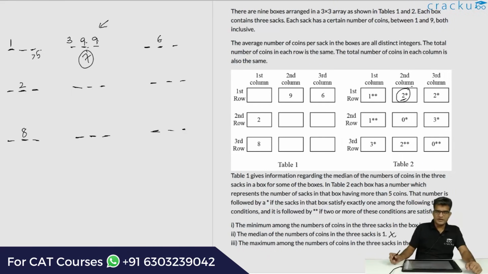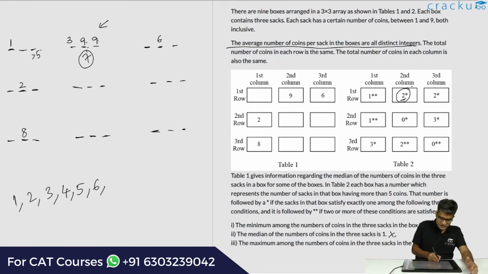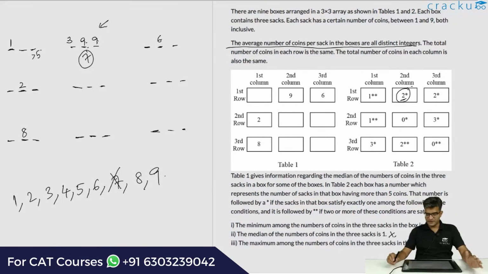Why is the average important? The average is important because we are told that the average number of coins per sack are all distinct integers. And we can infer that the averages have to be either 1 or 2 or 3 or 4 or 5 or 6 or 7 or 8 or 9. We have already found out the box whose average is 7, that is in the first or second column. We have to figure out the remaining boxes.